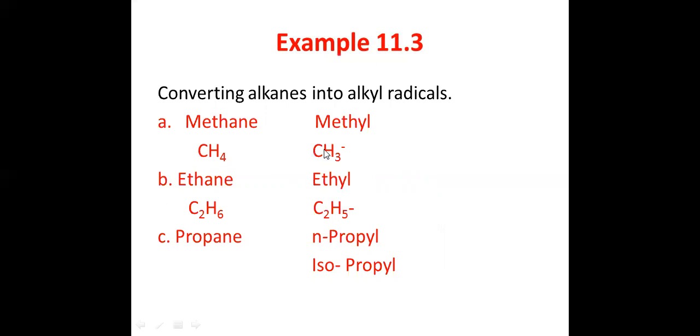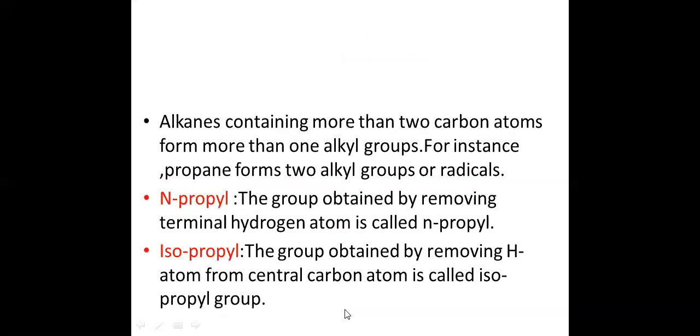You can see there are three hydrogen atoms over here. The valency of carbon is not satisfied because carbon always makes 4 bonds. Ethane is converted into ethyl. Here we have C2H6, 6 hydrogen atoms, but after the conversion into radical, it has 5 hydrogen atoms and still 1 bond is required. Propane has 2 radicals, n-propyl and isopropyl. N-propyl and isopropyl, these are the 2 types of radicals obtained from those alkanes which contain more than 2 carbon atoms.